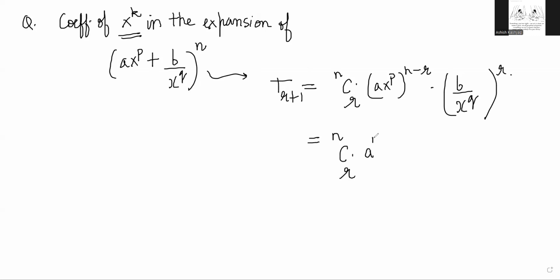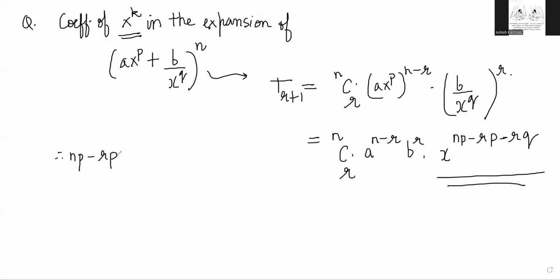nCr a^(n-r) b^r x^(np - rp - rq), right? So now this term should have a power of k. So therefore, np - rp - rq should be equal to k.